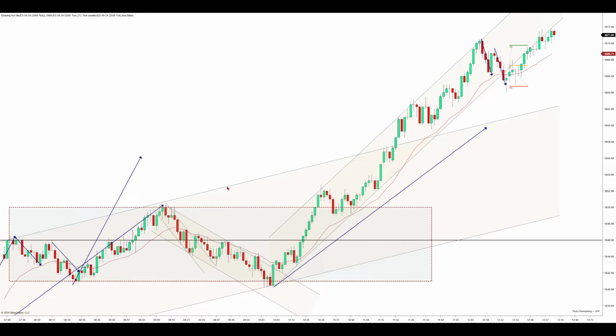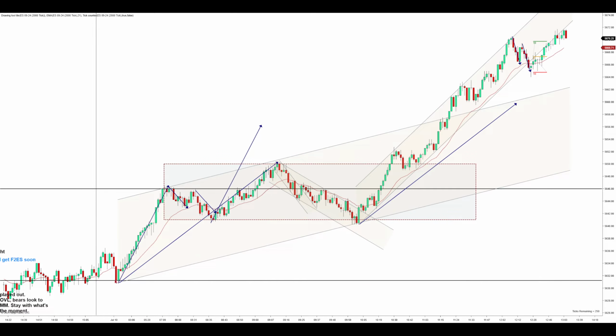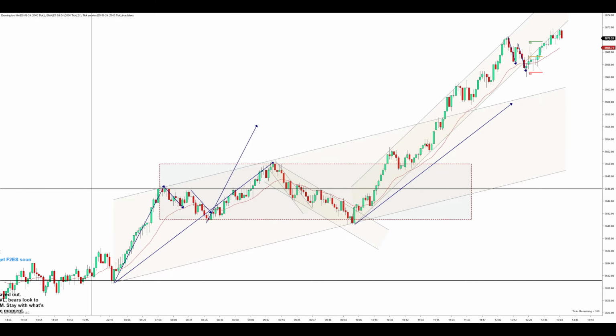We break out of the high of this channel right here. Now, this is an overshoot because we have this wider channel here, and we're breaking out of the high of it. And since it's an uptrend and we're breaking out the high, that's called an overshoot. Now, overshoots basically just tell you if something is overbought. In the case of an uptrend, overbought. In the case of a downtrend, oversold.